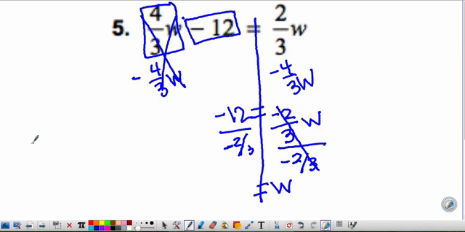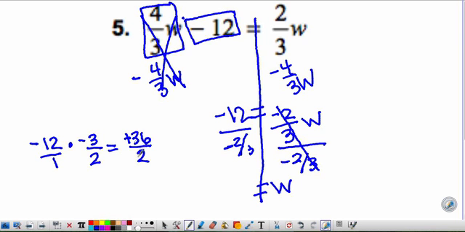Do you remember what I told you about dividing fractions? Oh no, multiply by the reciprocal. Awesome. You multiply by the reciprocal. What's the reciprocal of negative 2/3? Negative 3/2. Awesome. And you put that 12 over 1. What's negative 12 times negative 3? 36. Oh, not negative 36, positive 36. Sorry, my mistake. 1 times 2 is 2.